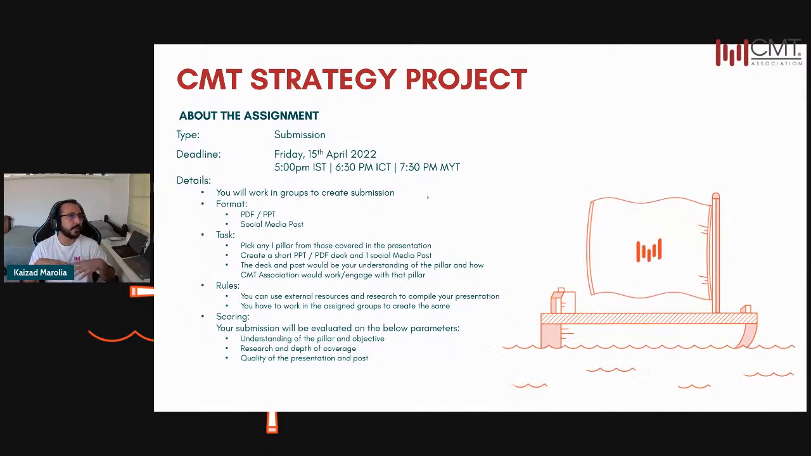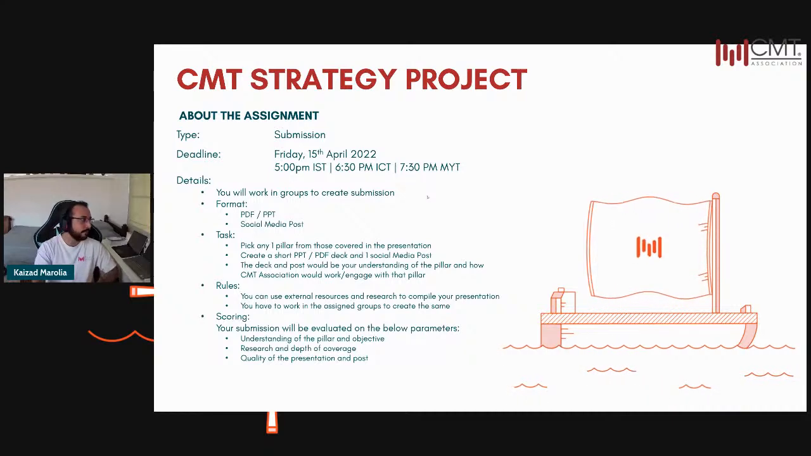So what you will need to do is go back, read our website, go through external research, understand the region, how its landscape is built out, where the pillar comes in, and present back to us. How would you work or engage with that pillar? You don't have to work on the strategy part right now. You have to work on the understanding. What is your understanding of the pillar right now? You can use external research and resources to compile your presentation, but you have to be working in the group. Scoring will be based on your understanding of the pillar, the depth of the research and coverage that you do, and the quality of the presentation, of course.